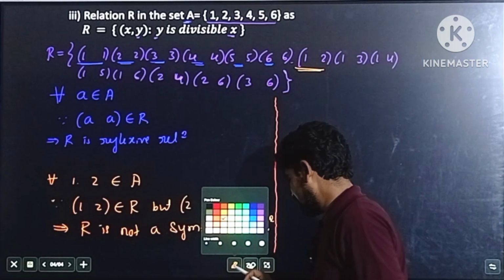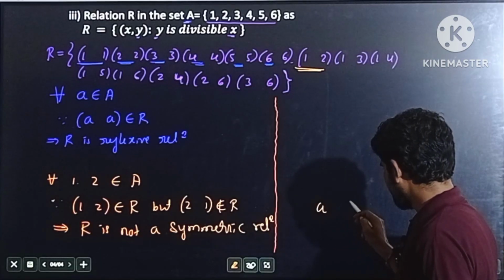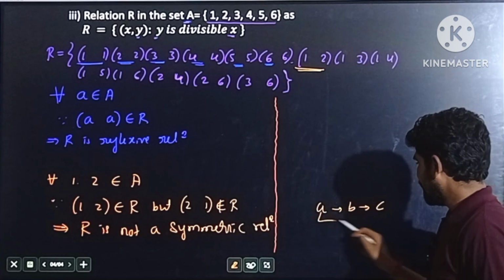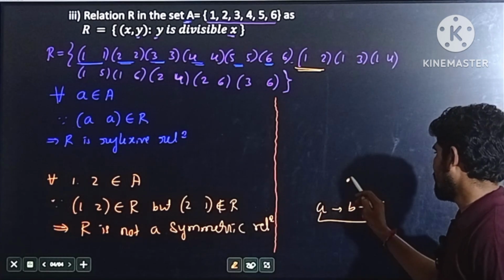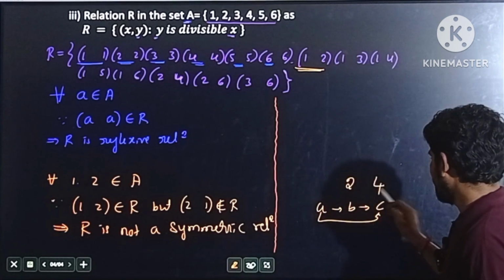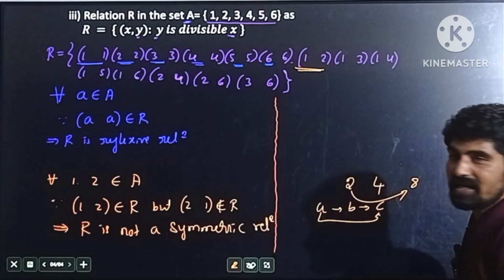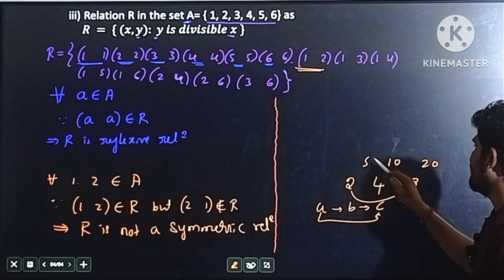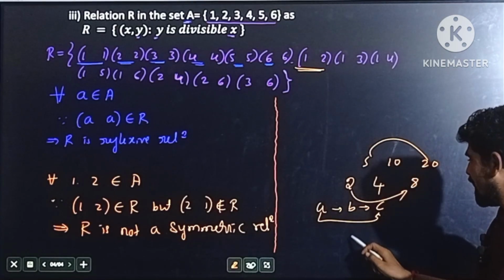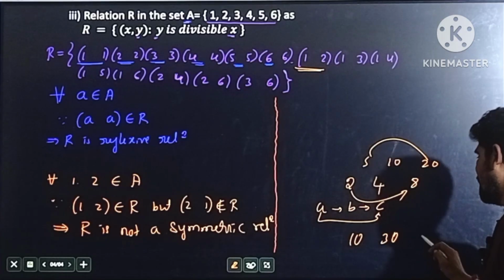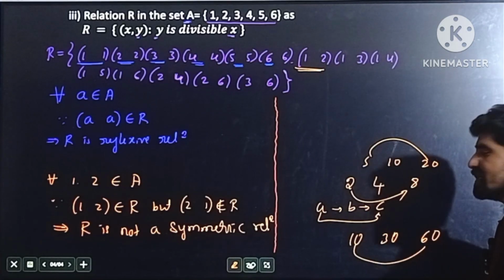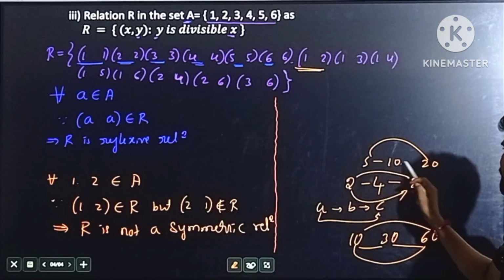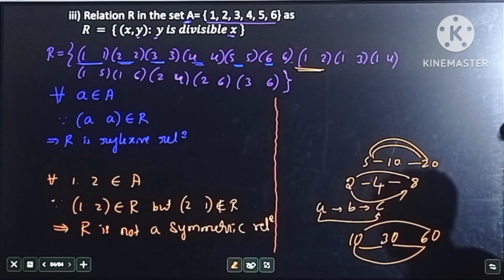See here, if A divides B and B divides C, then definitely A divides C. So for example, we know that 2 divides 4 and 4 divides 8. It means 2 definitely divides 8. As well as 5 divides 10, 10 divides 20, and 5 divides 20. Or 10 divides 30, 30 divides 60, and also 10 divides 60. AB, BC and AC. So it means it is a transitive relation.